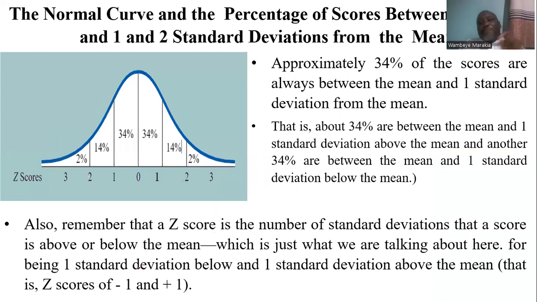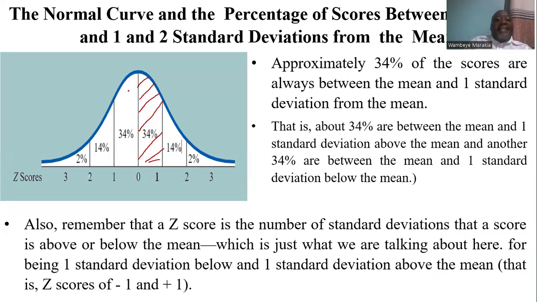So we say approximately 34% of the scores are always between the mean and one standard deviation. This is the area I'm talking about, that 34%. And it's on either side of our normal curve. So 34% of the scores are always between the mean and one standard deviation.